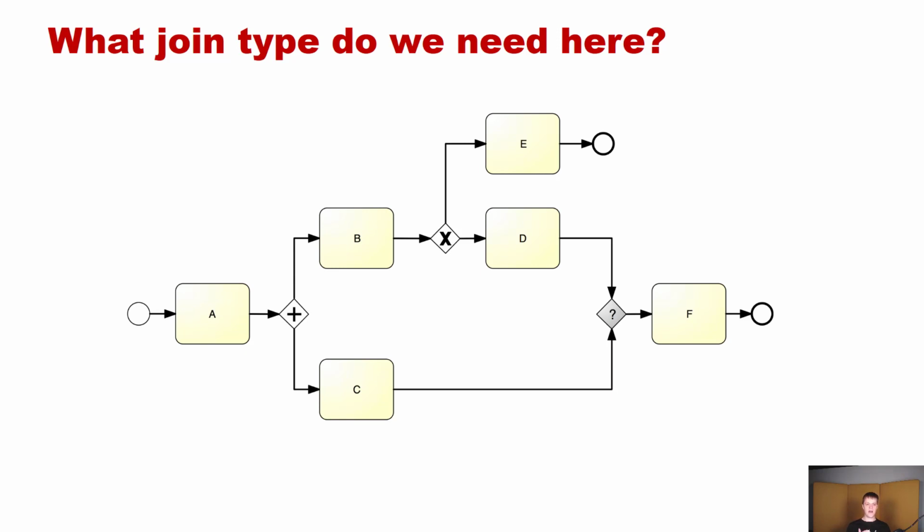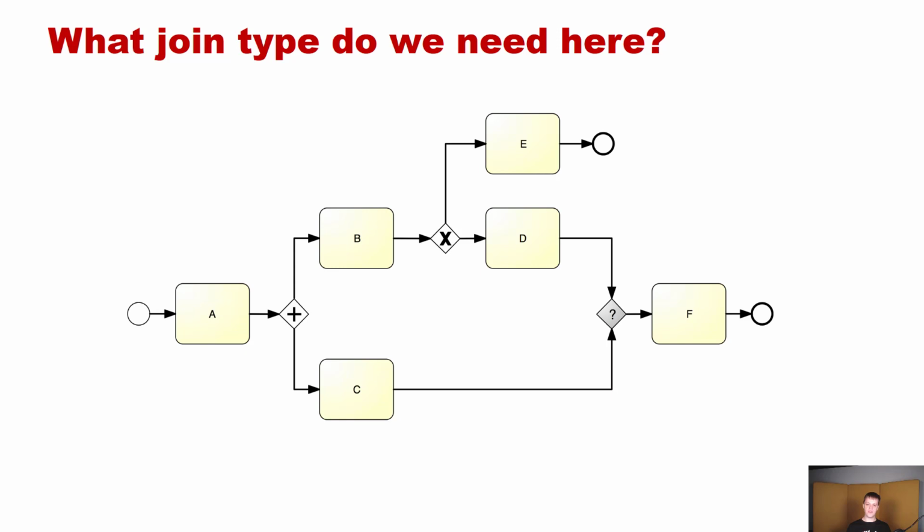Then the upper path, we have B followed by an XOR gateway or an XOR split, after which you can execute either E or D. However, note here that if we execute E, then D will never be executed and that branch will never reach the currently unknown gateway. So the question becomes, what type of gateway fits there?